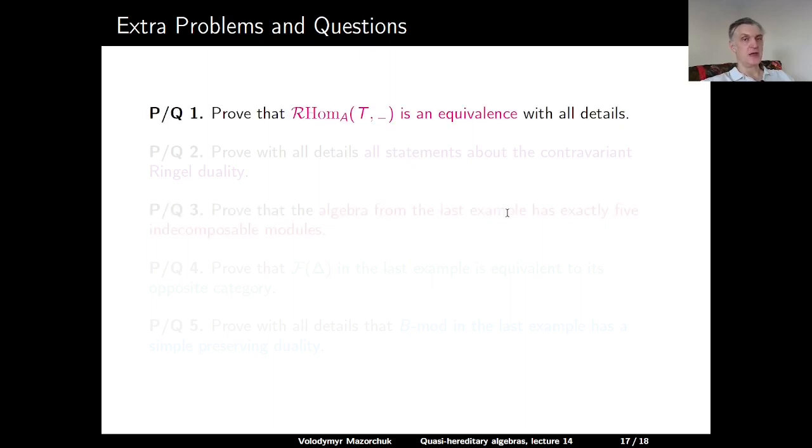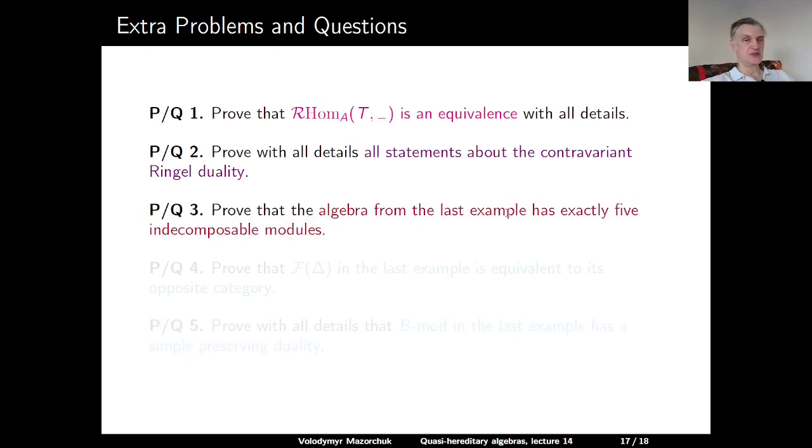Problem question 1. Prove with all details that the right derived functor of taking Homs from T to blank is an equivalence. Problem question 2. Prove with all details all statements about the contravariant version of the Ringel duality. Problem question 3. Prove that the algebra from the last example has exactly 5 indecomposable modules. Problem question 4. Prove that F delta in the last example is equivalent to its opposite category.